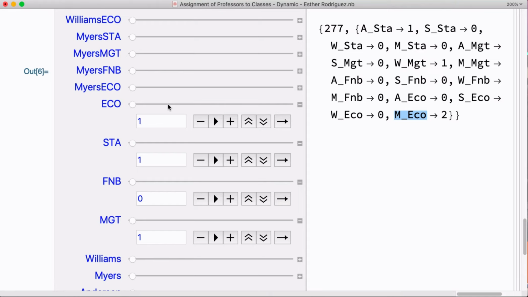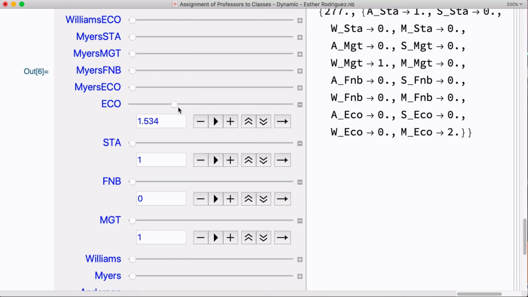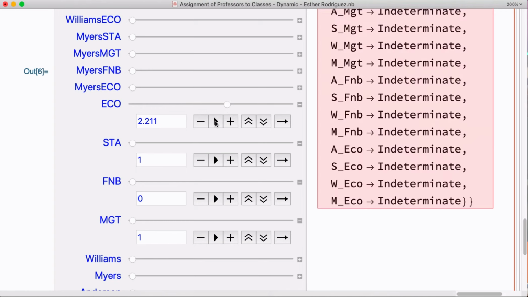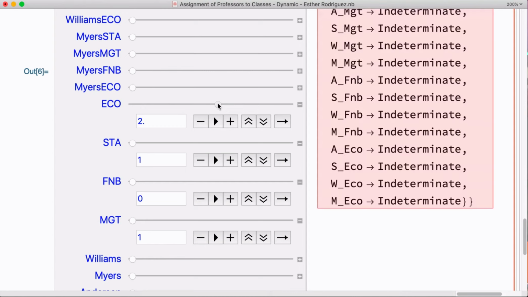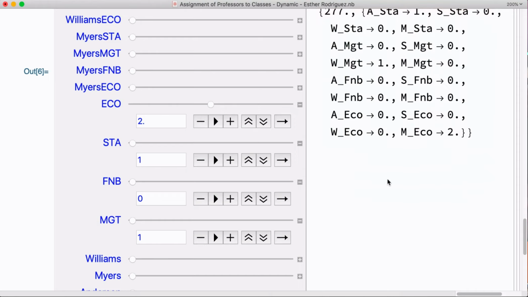Can I go on and put more courses in economics? Here I don't have a solution. Here I have a solution. I go on and I go on. Myers is teaching 2 economics. Now it's 2. If I have more, I don't have a solution. Why don't I have a solution?